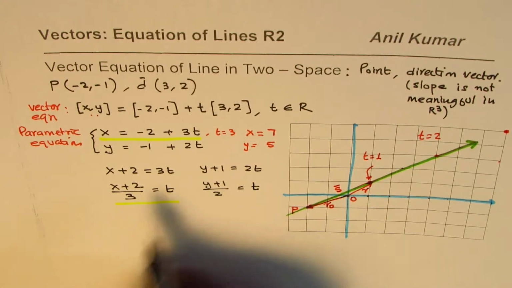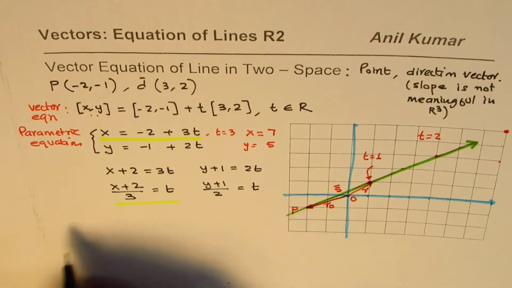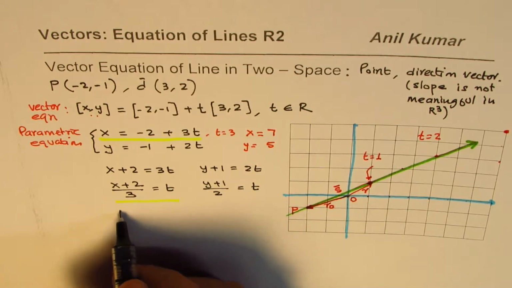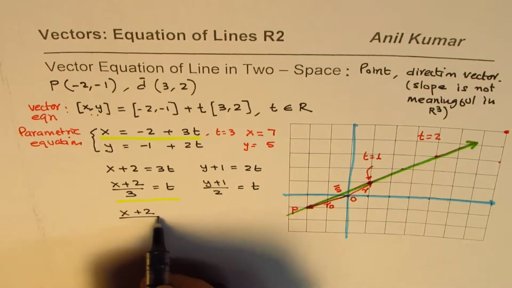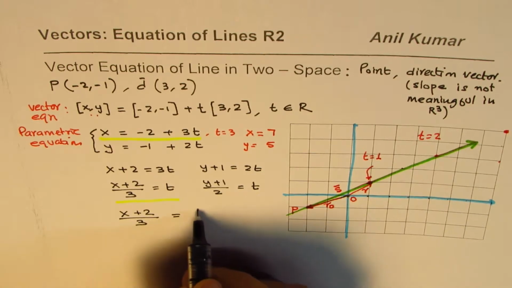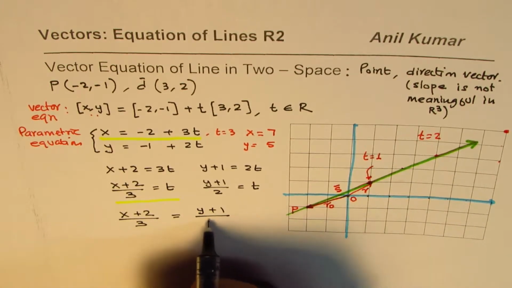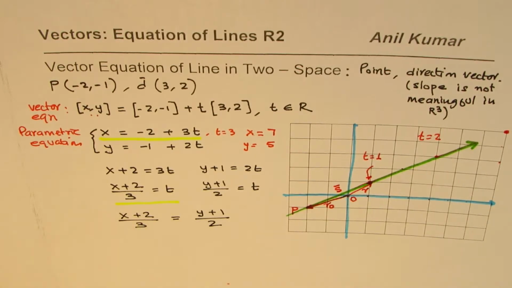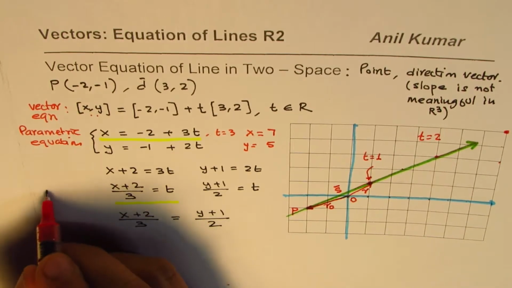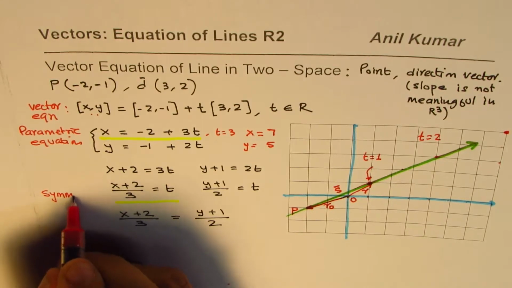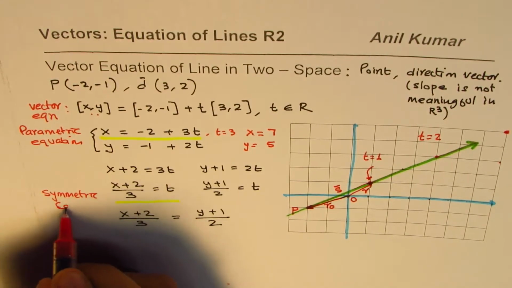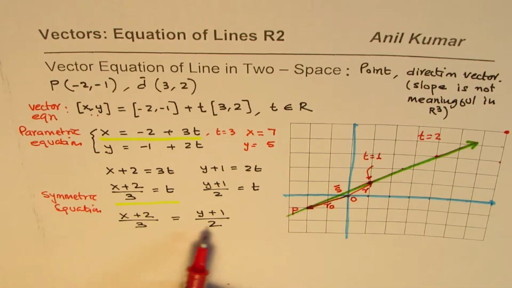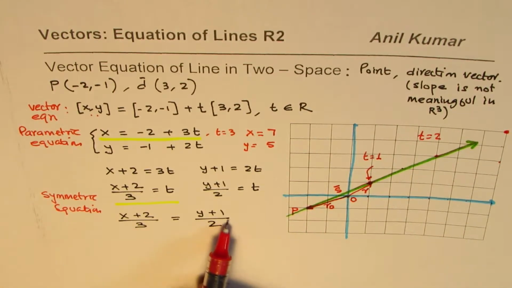Now both are t's, right? So both represent t. So we could actually write this equation as x plus 2 over 3 equals y plus 1 over 2. Once we write this in this form, it is called the symmetric equation. We are still talking about the same line, right? It's a symmetric equation.